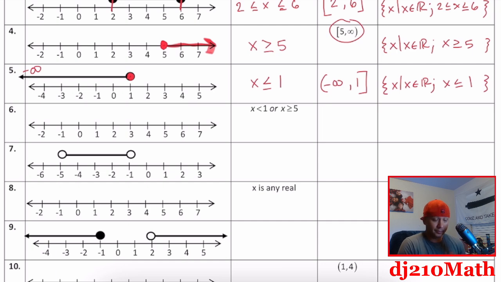All right, number 6. We are given 2 inequalities now. X is less than 1 or x is greater than or equal to 5. So the first one, x is less than 1. So open circle. And we know that it is less than 1, smaller than, towards negative infinity. The second piece, x is greater than or equal to 5. So closed circle at 5.